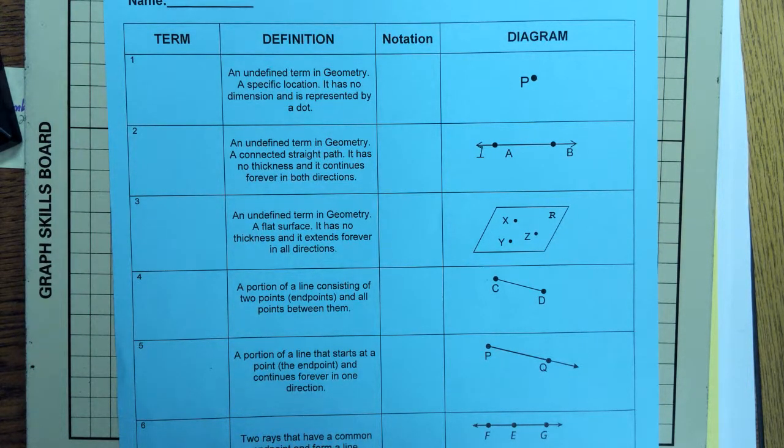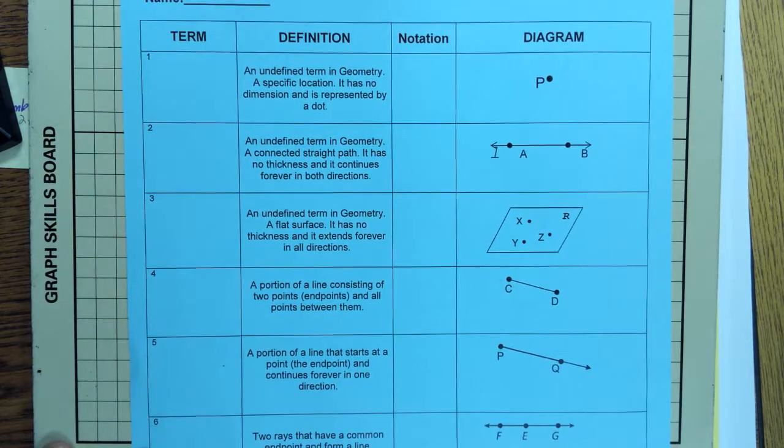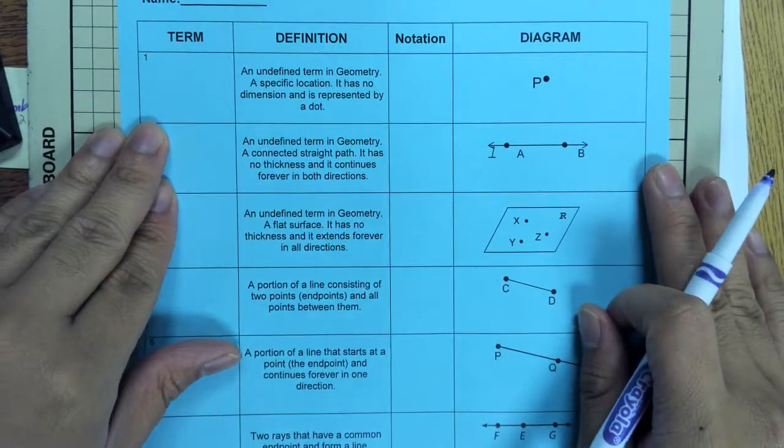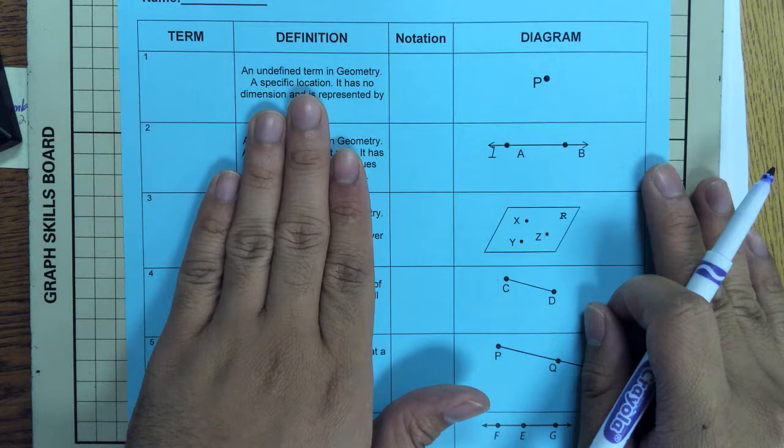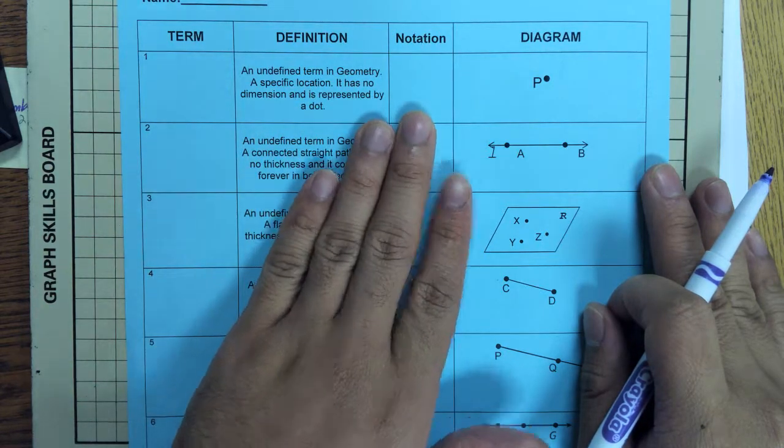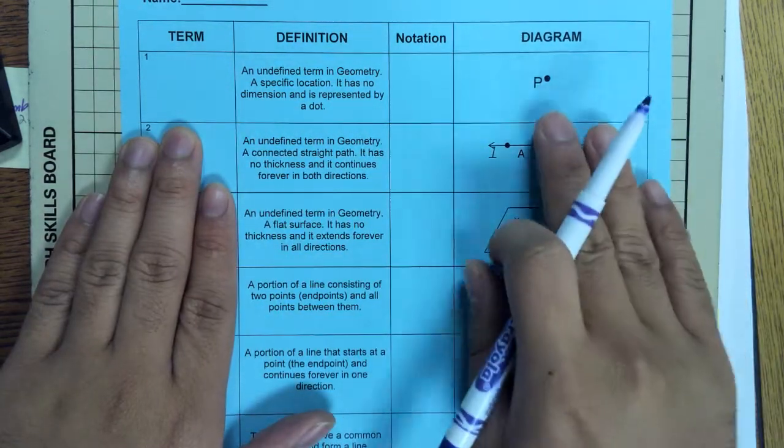Today I am covering the basic geometric vocabulary that you need for this class. So let's begin. The way I have this set up is, over here I have the term, its formal definition, the notation, and the diagram. So let's start with this.